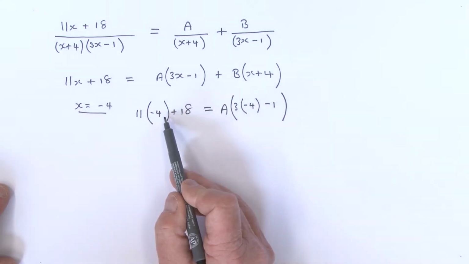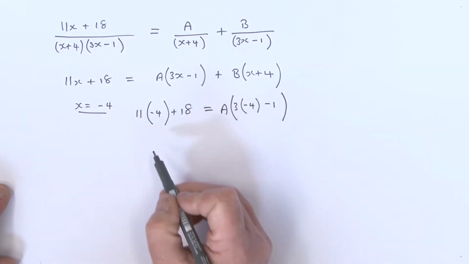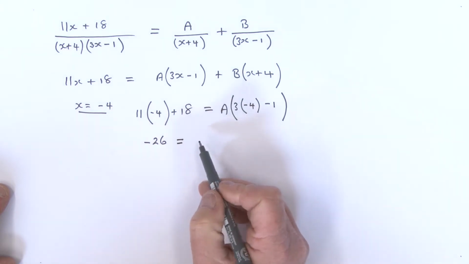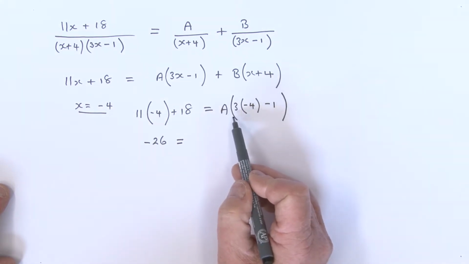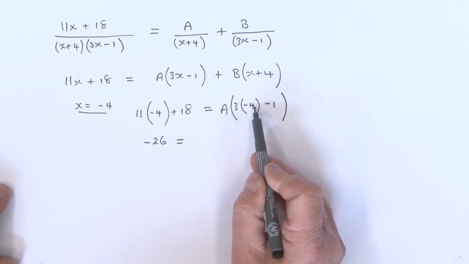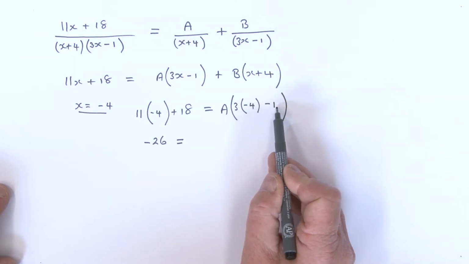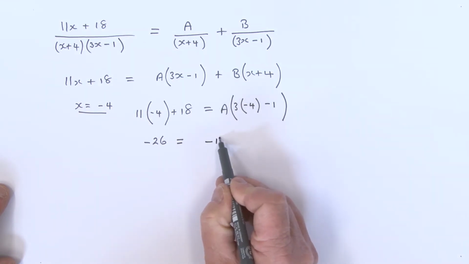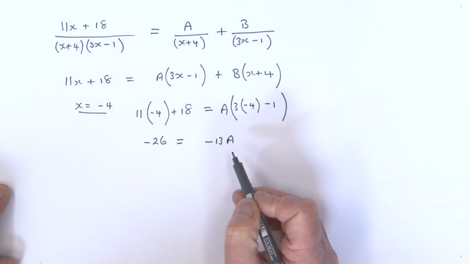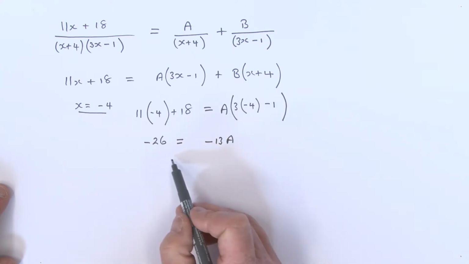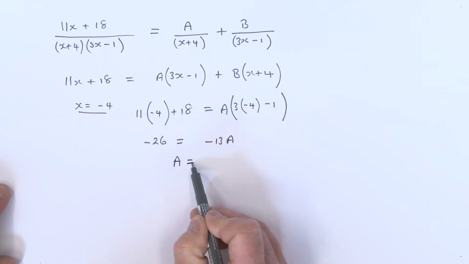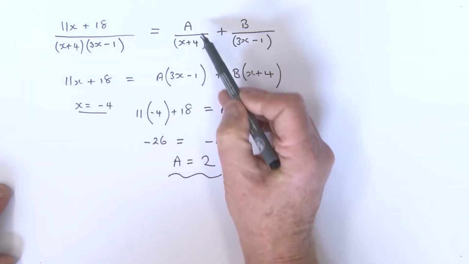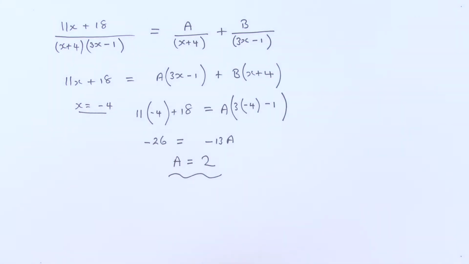So that's what? Minus 44 plus 18. And so we can say that's minus 26. And that is equal to, well, what have we got over here? Well, if I do this, 3 fours are 12. That's minus 12 and an additional minus 1. And so I can say that that's minus 13a. All right, so what is a? Well, I think you can quickly see that a is just 2. All right, so that's the first constant that we've found.